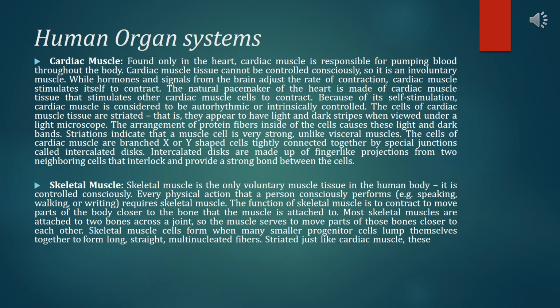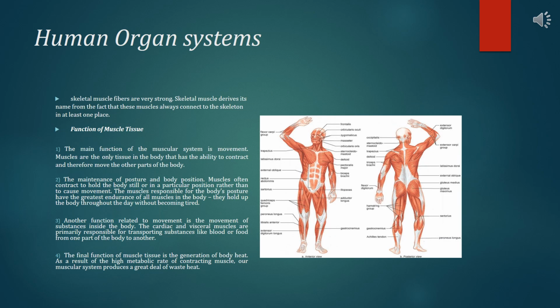Skeletal muscle cells form when many smaller progenitor cells lump themselves together to form long, straight, multinucleated fibers. Striated just like cardiac muscle, these skeletal muscle fibers are very strong. Skeletal muscle derives its name from the fact that these muscles always connect to the skeleton in at least one place.